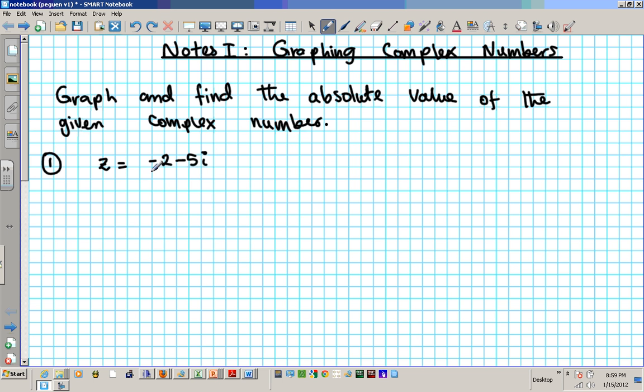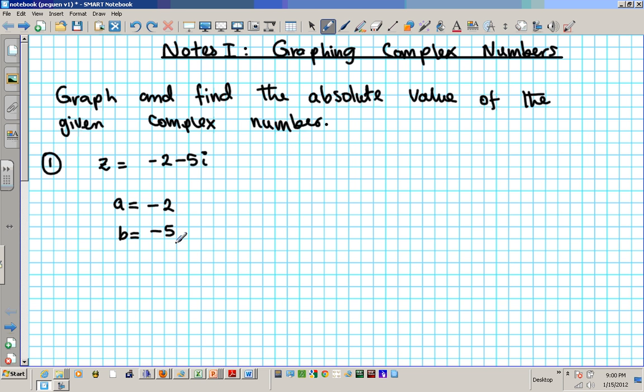So to graph this, we have the real part and the imaginary part. The real part is like the x, and the imaginary part is like the y. The real part is like the a, and the imaginary part is the b. So standard notation, a is the real part, which is -2. It's technically the x-axis. And then the second one, the b, is -5. Notice I didn't take the i. You just take the coefficient of the imaginary part. The one that comes first is x, and the one that comes next is y.